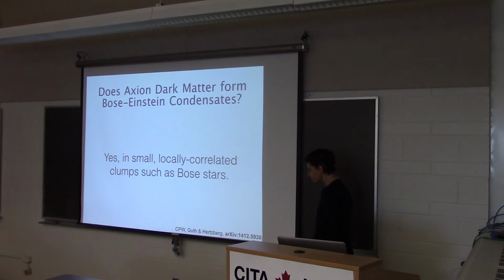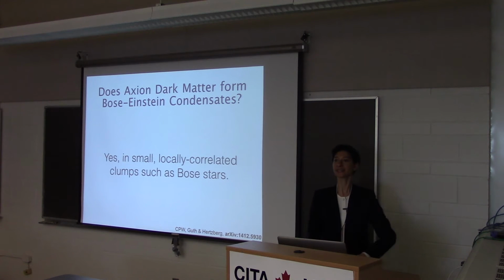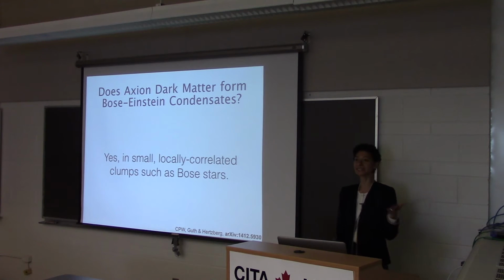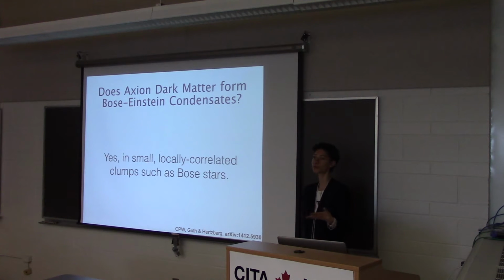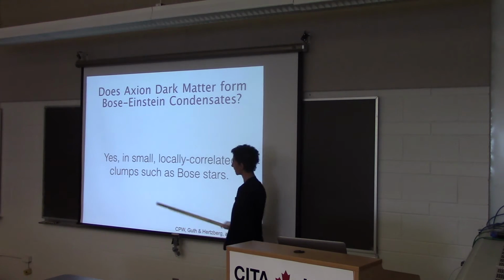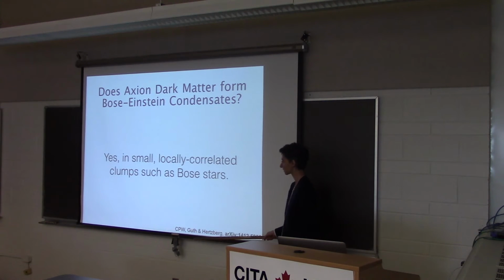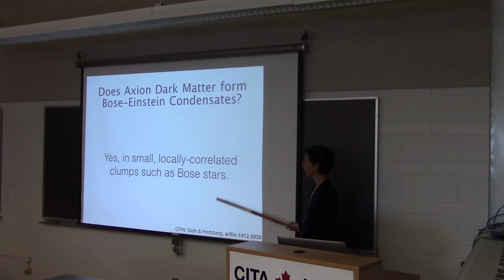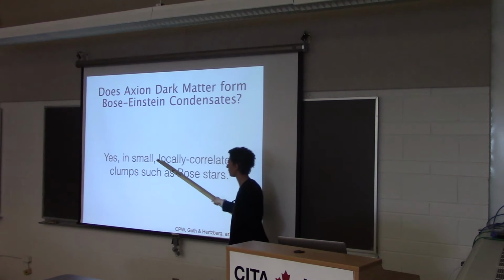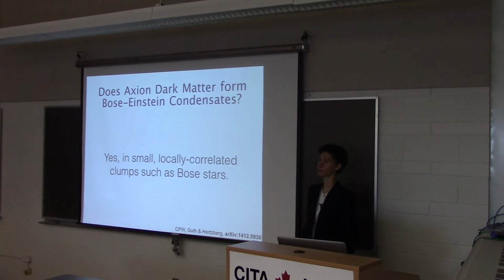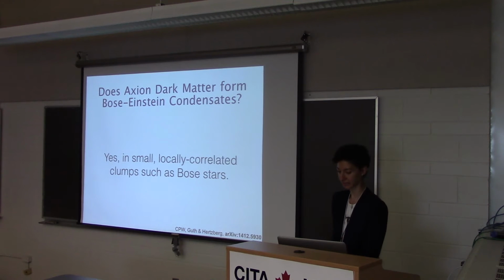So an interesting question that is being broadly asked in the literature is, does axion dark matter form Bose-Einstein condensates? So we think the answer is yes, in small, locally correlated clumps, such as Bose stars. And it's important, the small, the locally correlated part. The Bose stars thing is a matter of nomenclature, and I'll get to that in a bit.